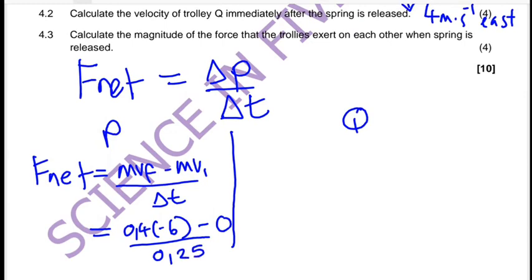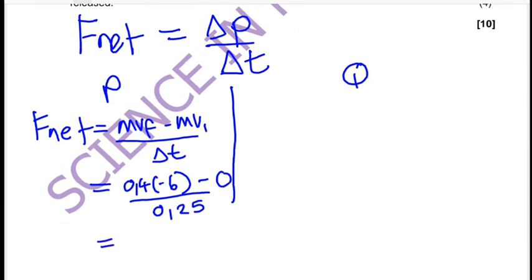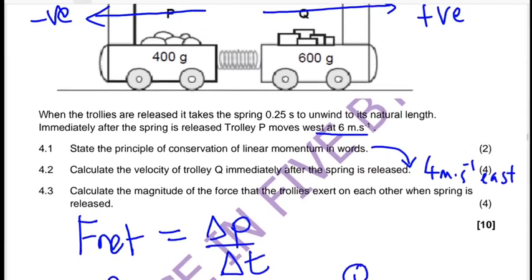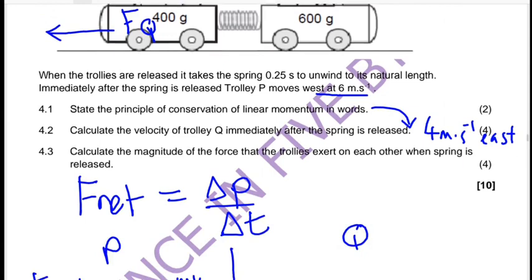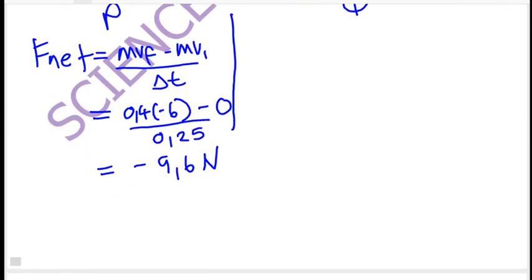This would give us a force of negative 9.6 newtons. The negative tells us that this force that acts on P pushed P in this direction, and this can only be the force from Q. So Q pushes P in that direction with a force of 9.6 newtons. Since we're interested in the magnitude, we can leave it as a positive 9.6.